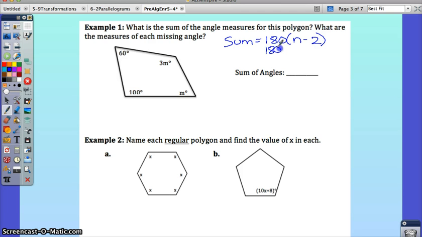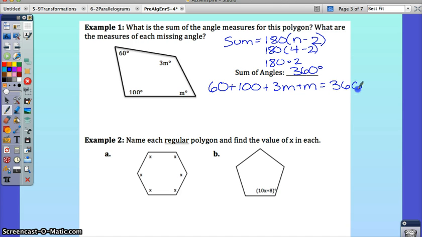So for this problem, I have 1, 2, 3, 4. It's a quadrilateral. 4 minus 2 is going to give me 180 times 2, which is 360. Now you can take that sum and you can add up the angle measures and set it equal to that. So we're going to have 60 plus 100 plus 3m plus m equals 360. Now this is an equation you know how to solve. Combine your like terms.